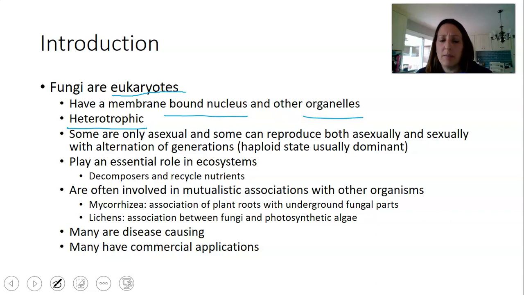Reproduction we're going to talk about in a little bit more detail, especially when we get into the life cycles of some of these fungi. But some are going to reproduce asexually, and some can reproduce both sexually as well as asexually. They'll alternate between a haploid and diploid state. However, most of the fungal life cycle is going to be spent in the haploid condition, which is the complete opposite of us.